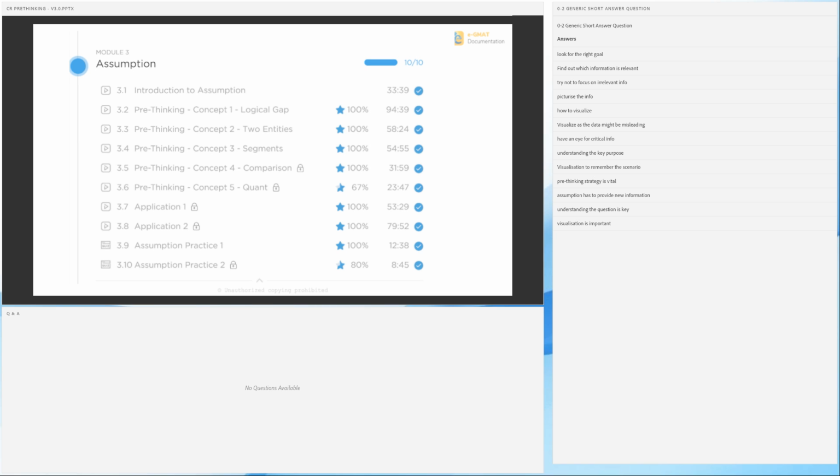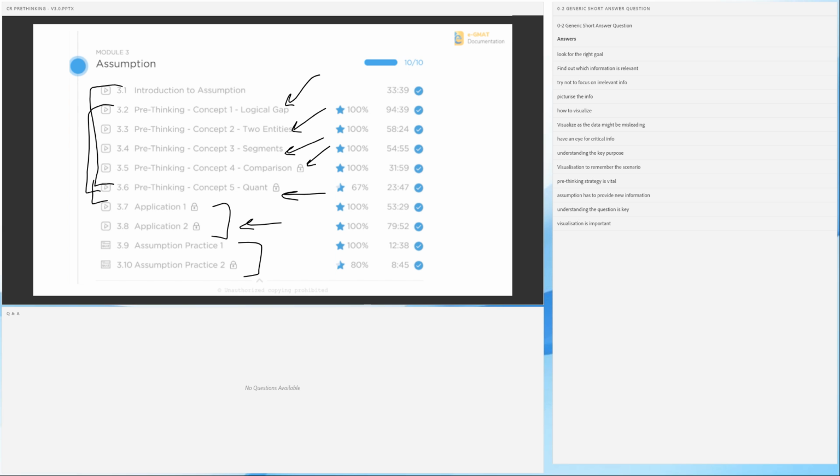If you are a paid student, you get the entire module. We teach you how to pre-think on every argument type. Arguments that have logical gap, arguments that compare two entities, arguments that compare segments, arguments that are more complex where you compare entities and segments together, and then quant-focused arguments. So we make you familiar with pre-thinking in all of these. Then we test you in an integrated fashion in this.